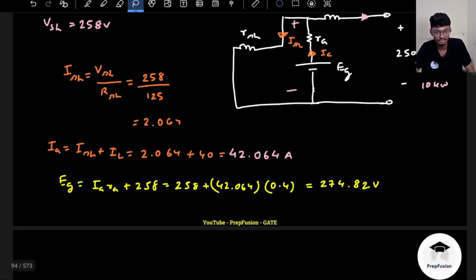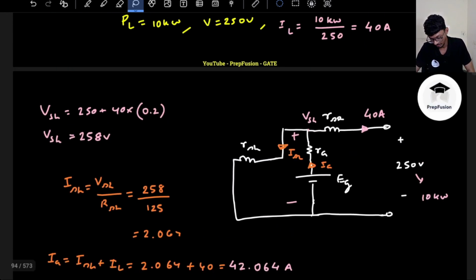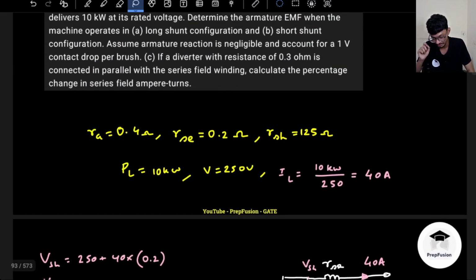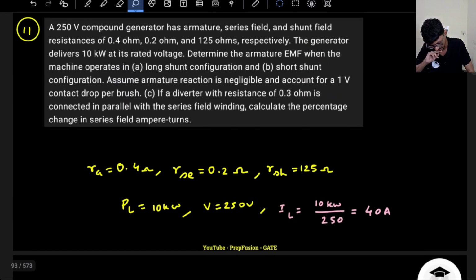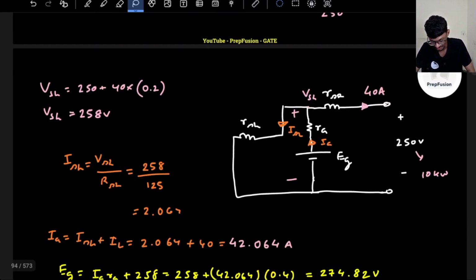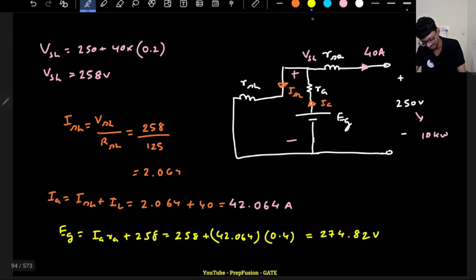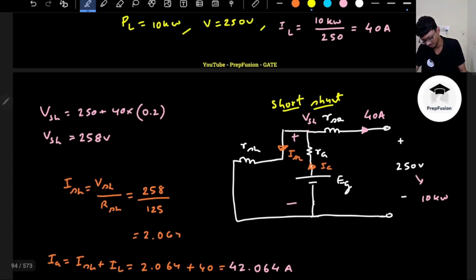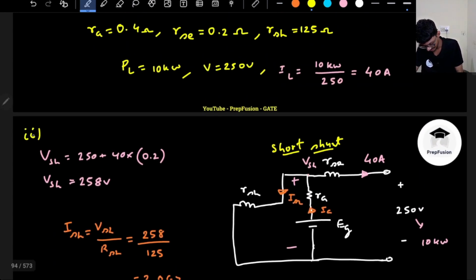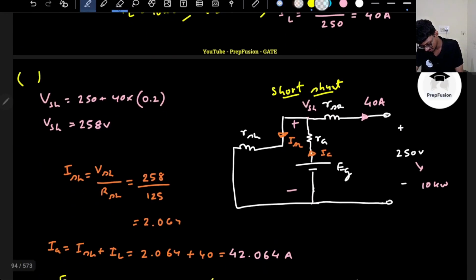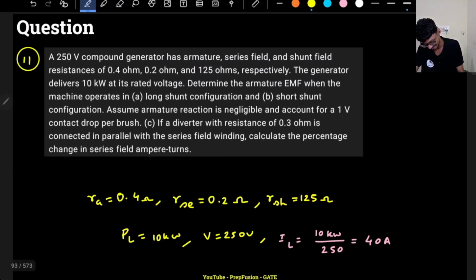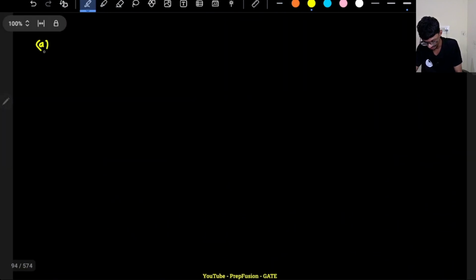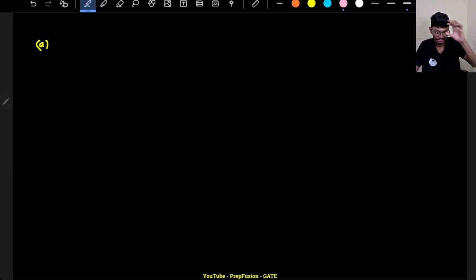So this is the generated voltage in the case one where it is short shunt. Sorry, I thought the first case was for the long shunt, but I solved for the short shunt. My bad. So this will be the second case, part B. Let's solve for part B. Sorry for it, I just forgot. So long shunt means the wire is longer, right? So here what will happen?